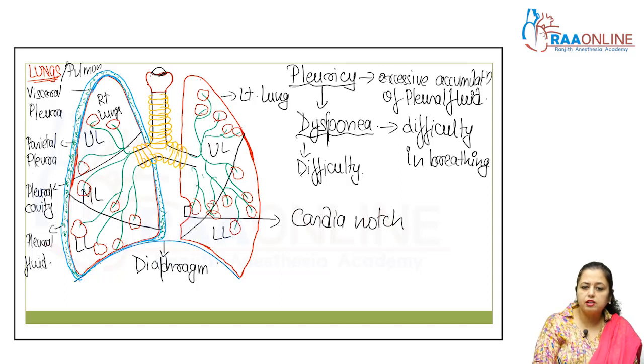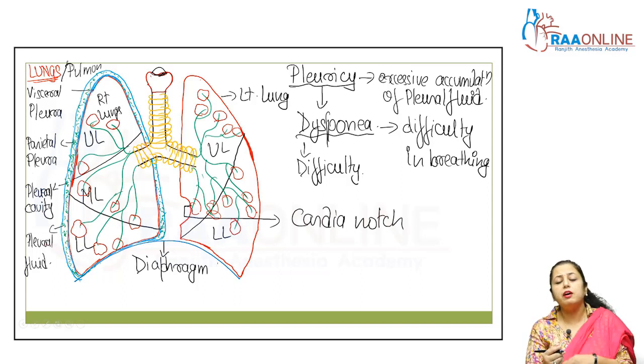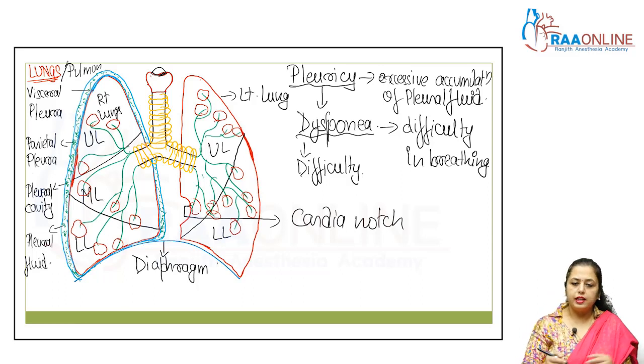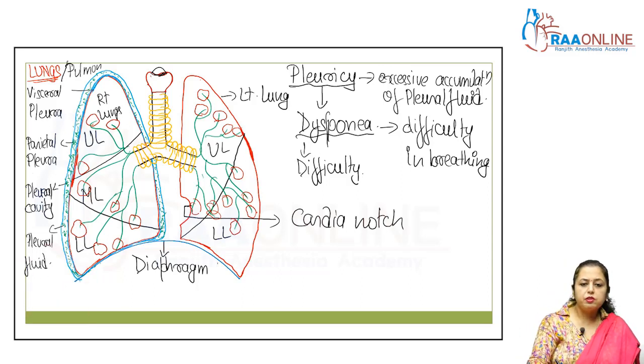If these tracheal rings are present at the respiratory surface also, then what will happen? The gaseous exchange will not be possible in that case, right? So that's why these are the differences between the bronchial tree and the respiratory tree.